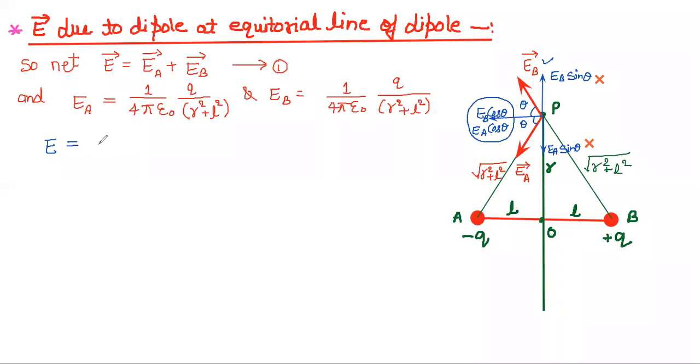E equal to EA cos theta plus EB cos theta. Since EA and EB have equal value, it will be 1 upon 4 pi epsilon naught. When you put the values of EA and EB, Q and Q, it will be 2Q upon R square plus L square into cos theta.